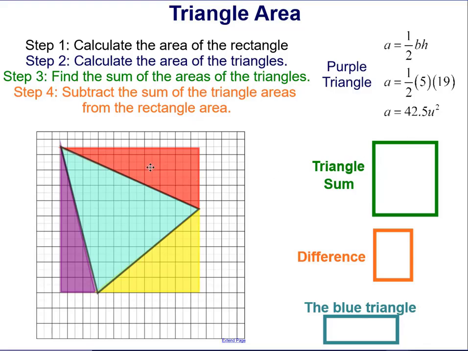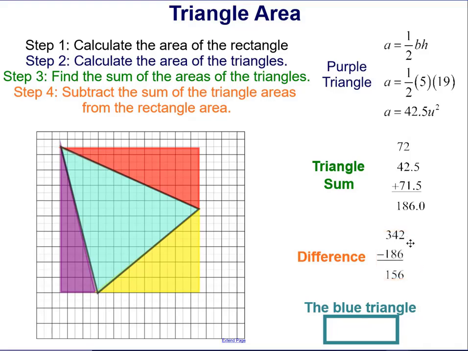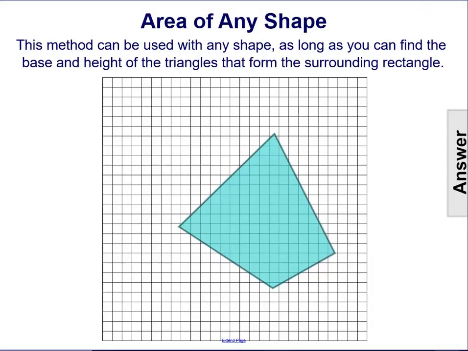So I'm going to add my red, yellow, and purple triangles together. I get 186. I find the difference of the whole rectangle, which was 342 minus 186. I get 156. This 156 units squared is the area of the triangle in the middle. This method can be used with any shape as long as you can find the base and height of the triangles that form the surrounding rectangle.